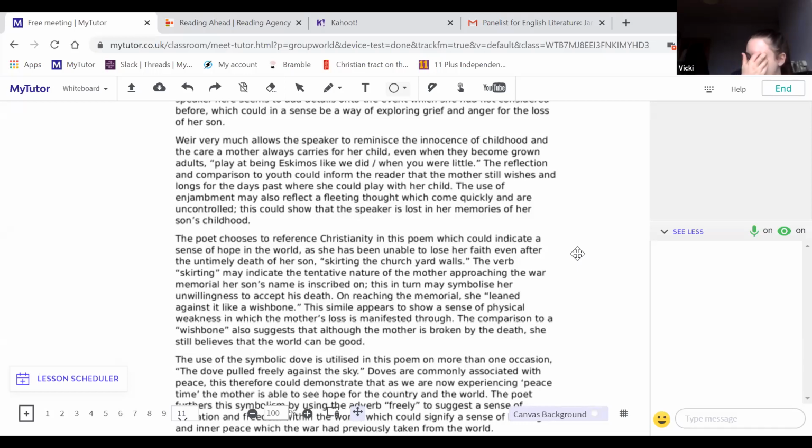So a wishbone is a bone that's sort of shaped a little bit like a triangle, and you're supposed to break it, and the person who gets the bigger part of the bone, they get to make a wish. That's what a wishbone is.